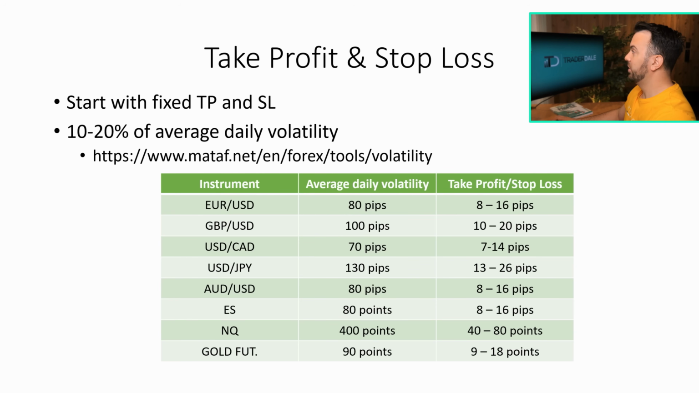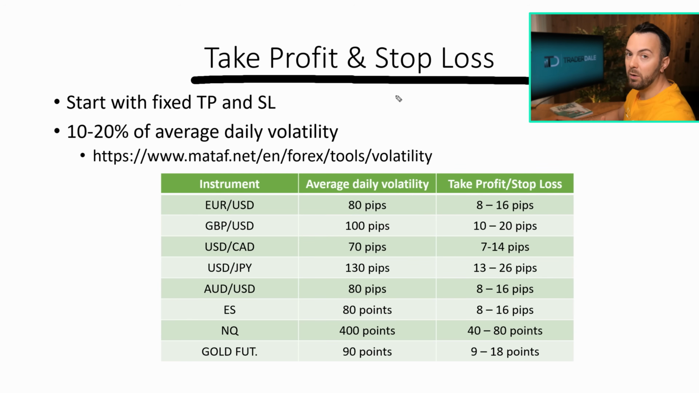Now, let's talk about take profit and stop loss placement. What I recommend when you start with this strategy is start simple. That means with fixed take profit and fixed stop loss. That means every trade will have the same amount of pips for your take profit and stop loss, okay? I recommend using 10 to 20% of average daily volatility as your take profit and stop loss.